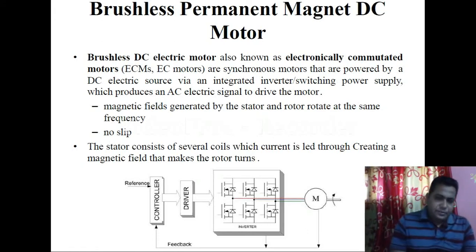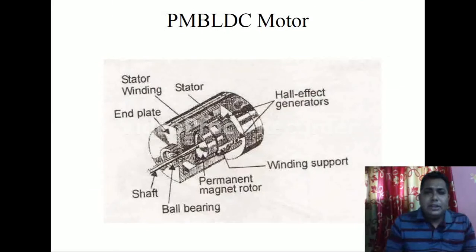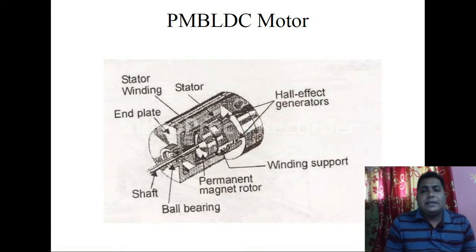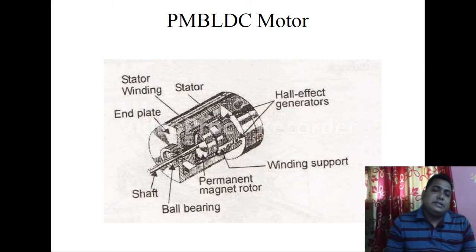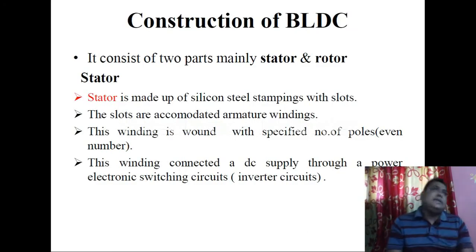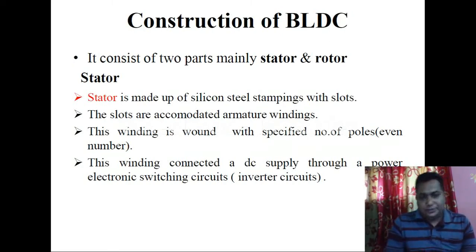The stator consists of several coils through which current is led, creating a magnetic field that makes the rotor run. Okay, so coming to the next, this is a diagram of a brushless DC motor, permanent magnet brushless DC motor. So now we are going to see the constructional features of the brushless DC motor.